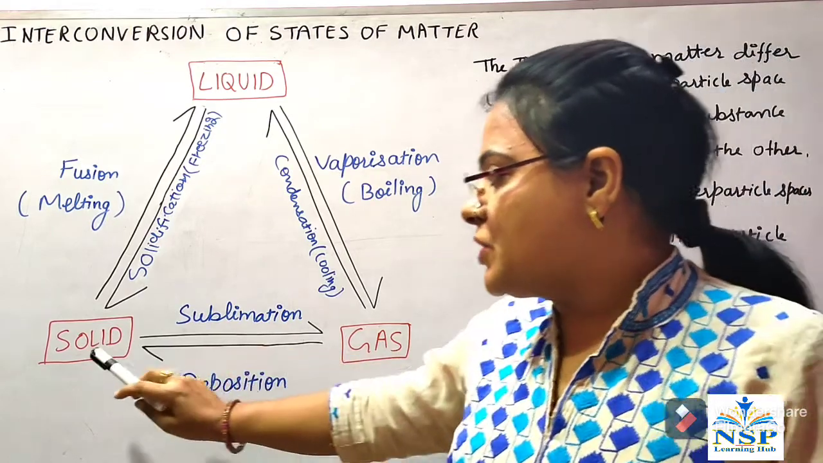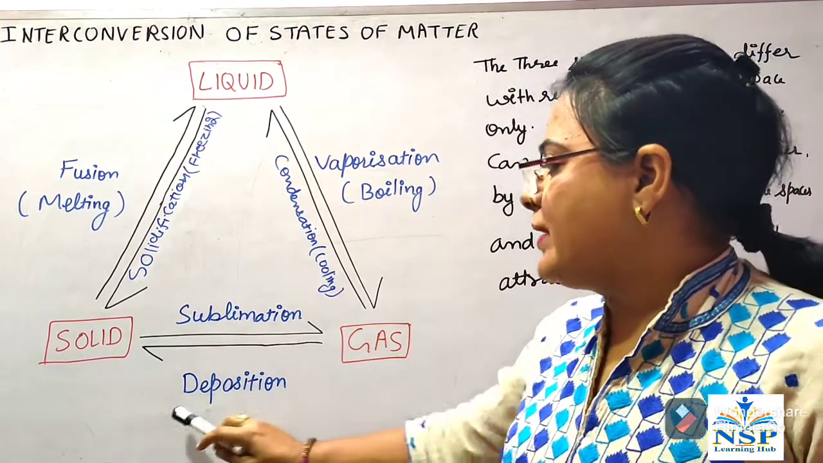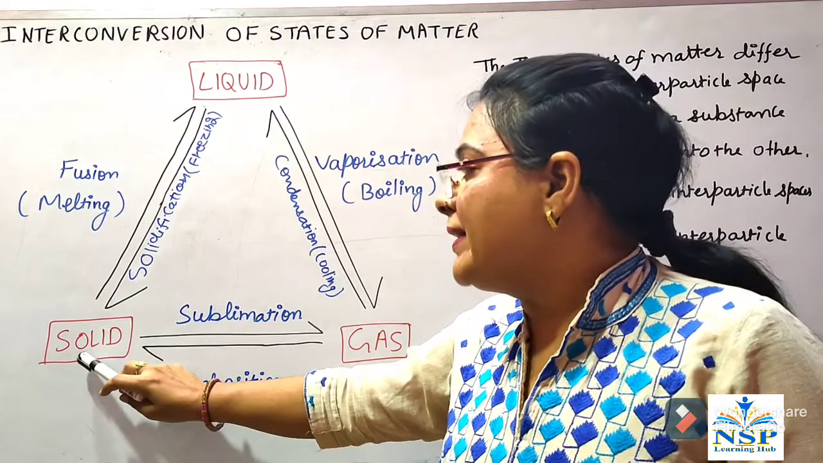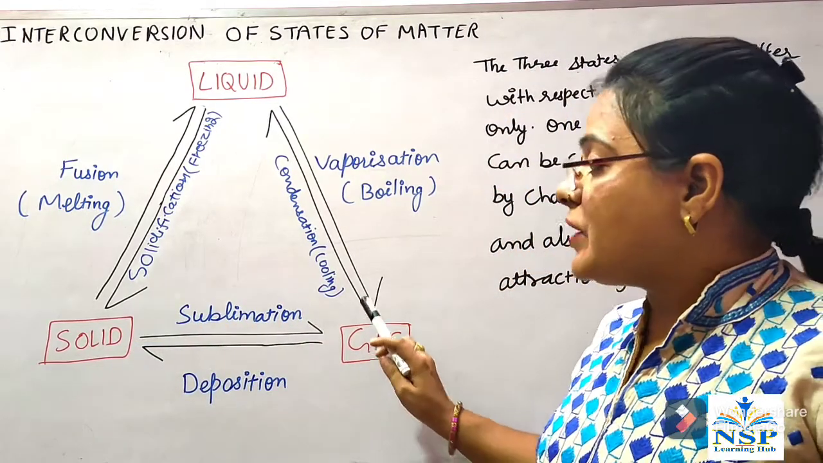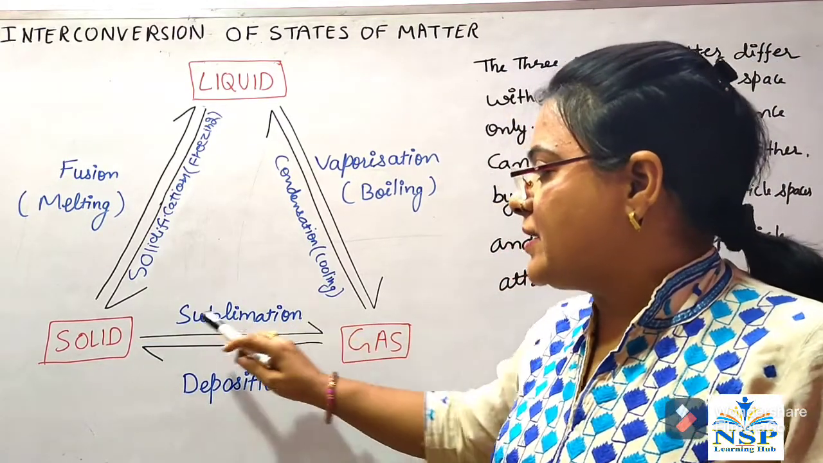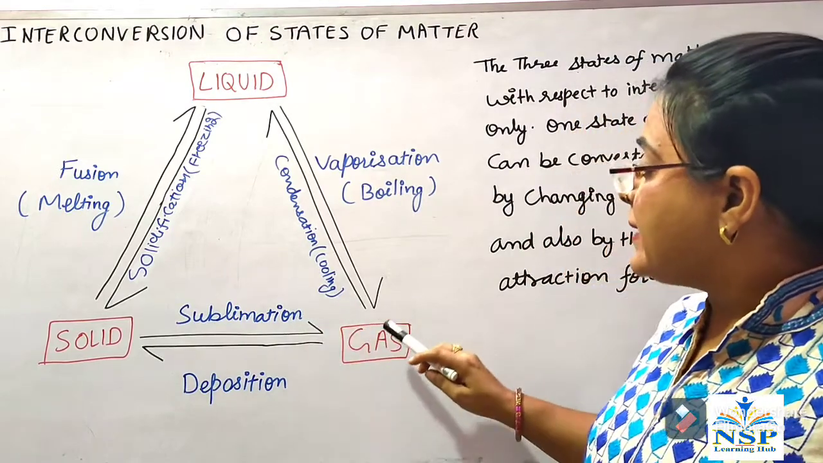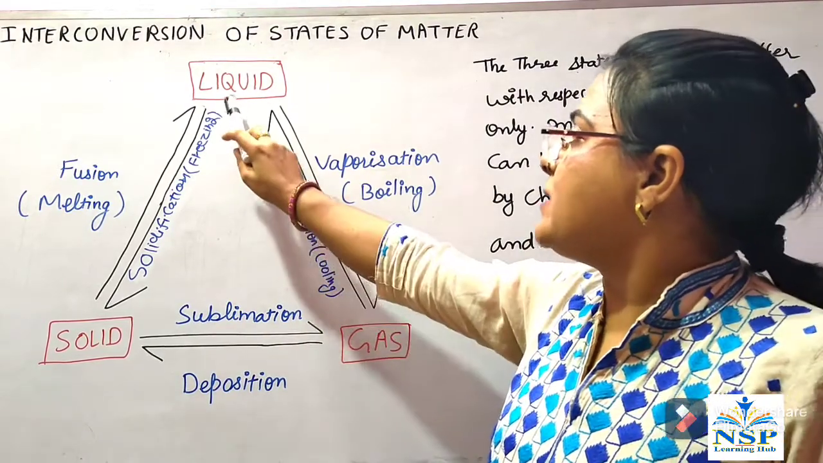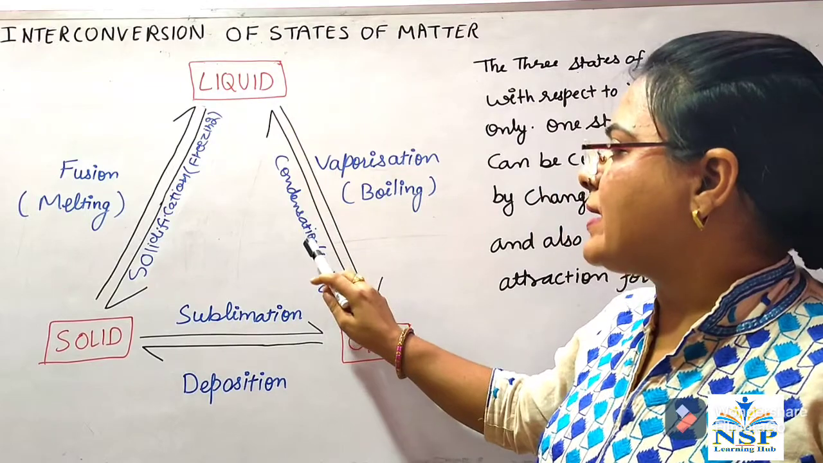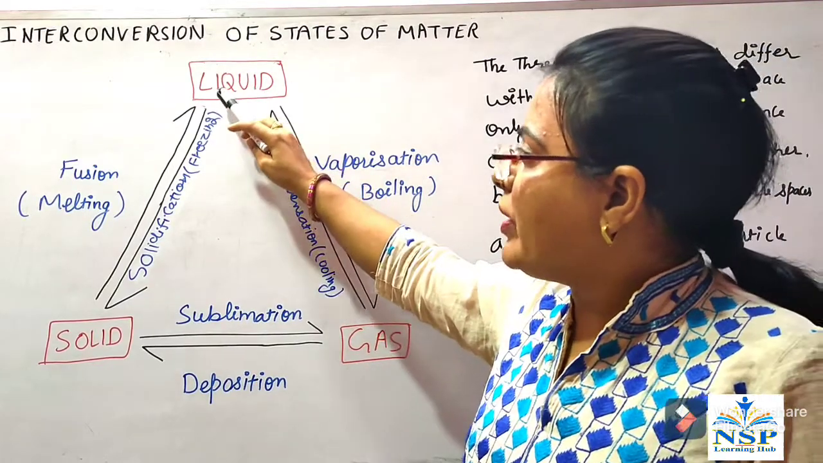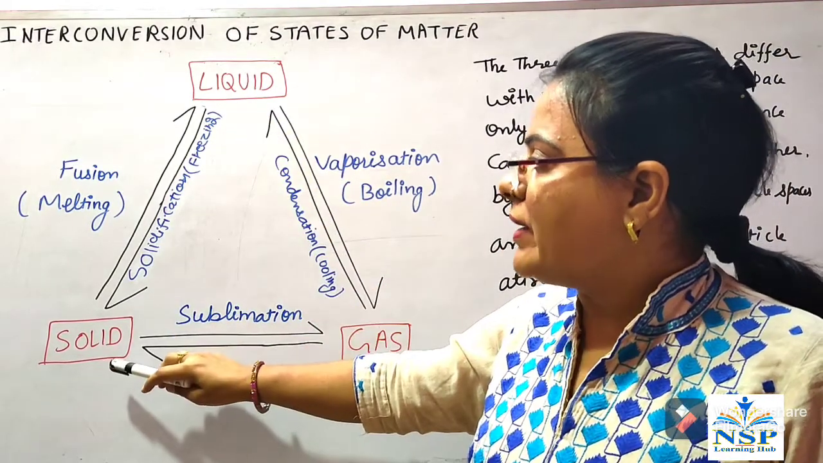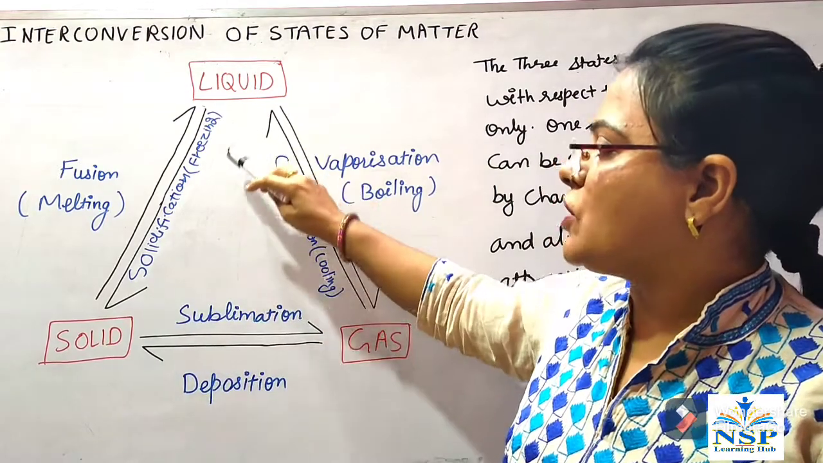Gas directly changes into solid state. This process is called deposition. And solid directly changing into gas without changing into the liquid state is called sublimation. Gas on cooling changes into liquid state. This process is called condensation. And liquid on freezing changes into solid. This process is called solidification.